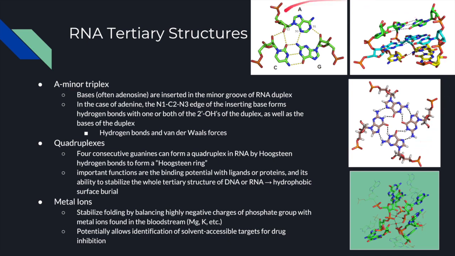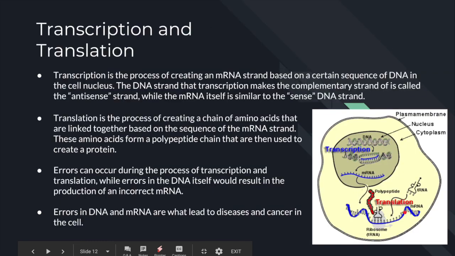This includes A-minor triplexes, where bases are inserted into the minor groove of an RNA duplex. In the case of adenosine, the base forms hydrogen bonds with one or both of the two hydroxyls of the duplex. Quadruplexes are formed when 4 consecutive guanines form a Hoogsteen ring by means of Hoogsteen hydrogen bonds. Since the hydrophobic surface of RNA is buried within the ring, the structure plays an important role in the binding potential of RNA by ligands. Positive metal ions, including magnesium and potassium, assist in overall RNA folding because they balance the highly negative charges of the phosphate groups.